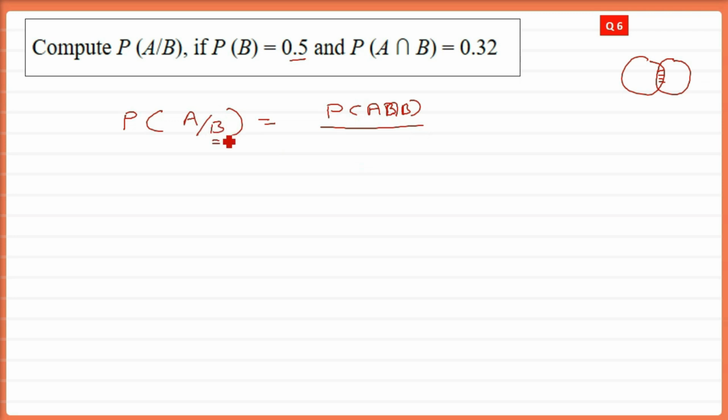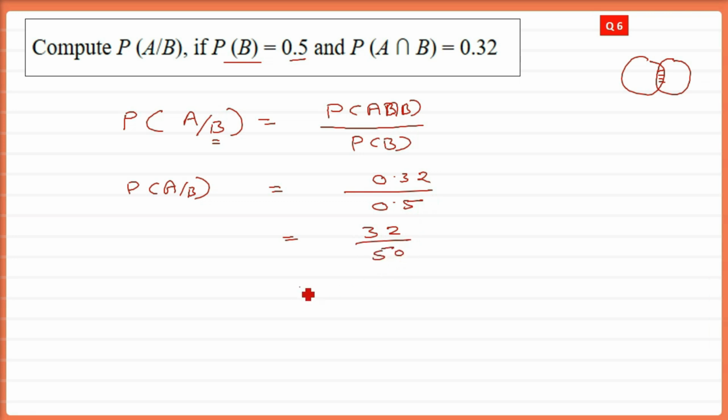In the denominator, it will always be P(B), the event which is known. This B, which is below in P(A/B), will always come in the denominator. So basically it is n(A ∩ B) divided by n(B). What is P(B) here? It's given already, 0.5. P(A ∩ B) is also given, which is 0.32. So P(A/B) will be computed like this: 32 divided by 50, which is 16 divided by 25.